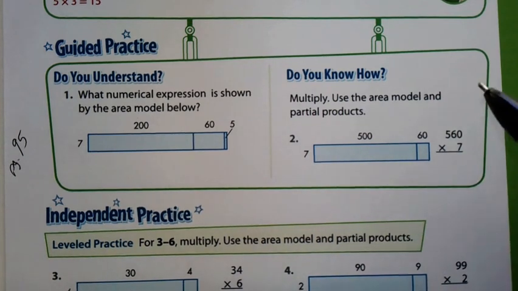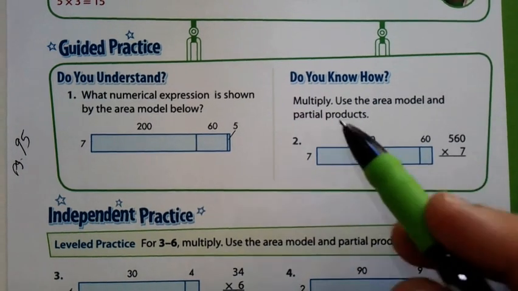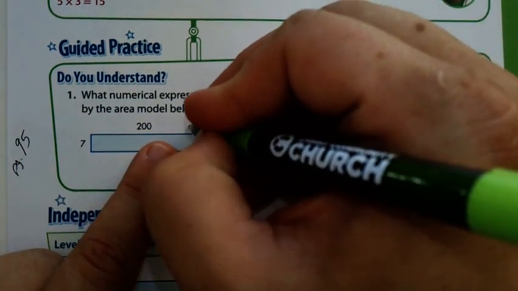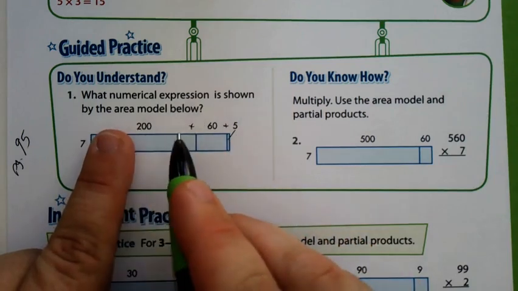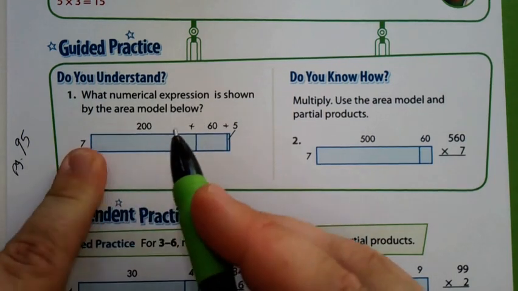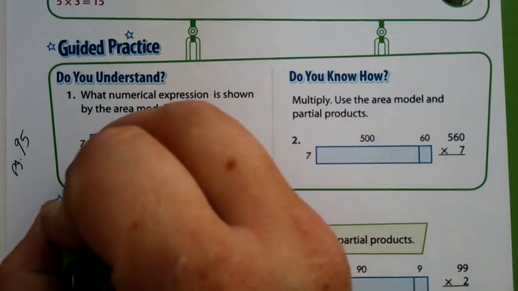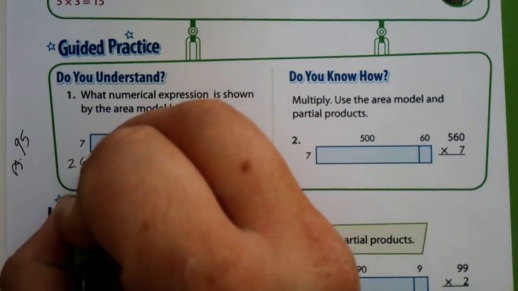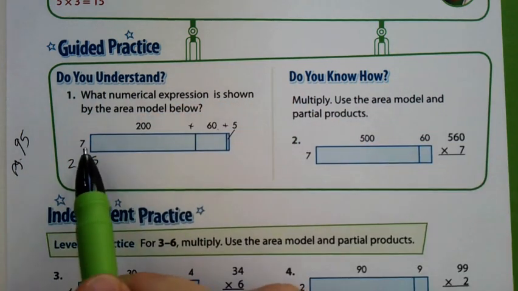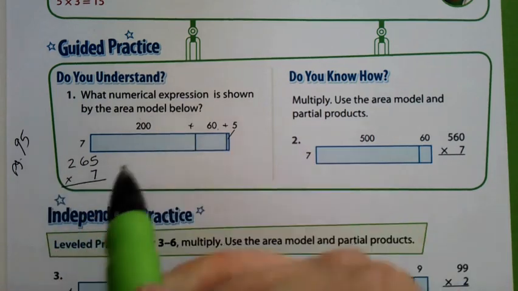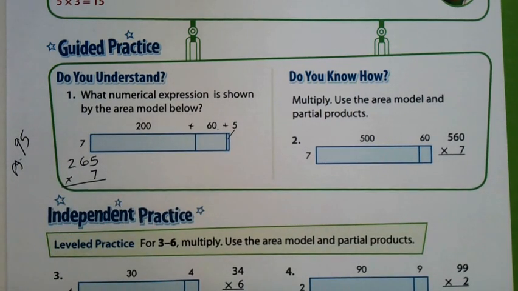Well, before we had a big number and we broke it into smaller place values. So what that means is I need to add the numbers on top back together and multiply it by the side over here. So what's 200 plus 60 plus 5? Well, that's 265. And then we have that 7 over here. So it's 265 times 7.